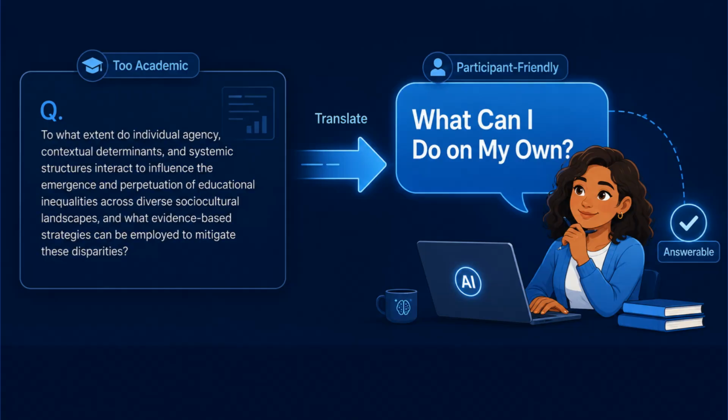A common mistake is writing questions that are too polished and too academic. How do you conceptualize your academic agency in relation to AI-mediated support? May sound sophisticated, but it is not participant-friendly. A stronger version would be, when you use AI for schoolwork, what do you notice about what you can do on your own?